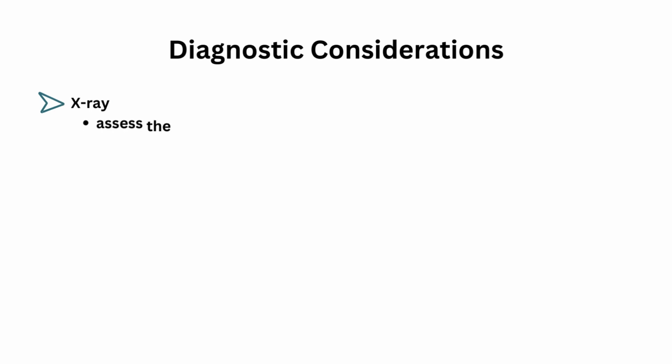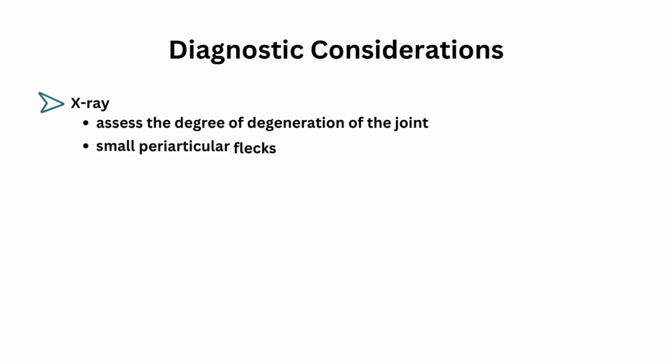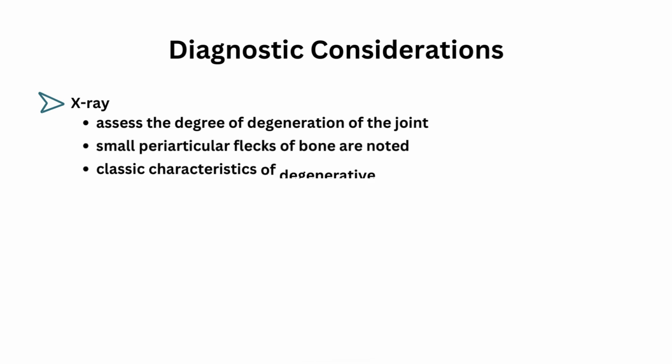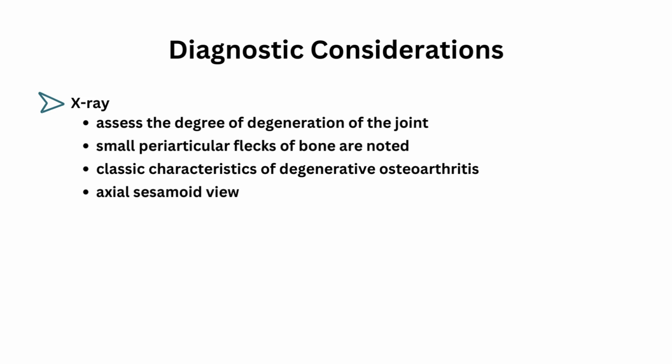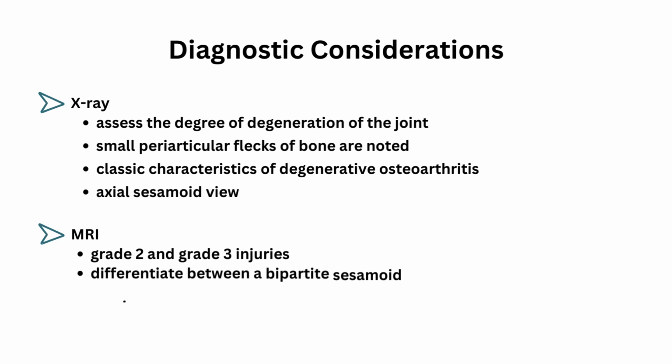X-ray assesses the degree of degeneration of the joint if spiral fracture of the fifth metatarsal is present. Small periarticular flecks of bone are noted in turf toe. Classic characteristics of degenerative osteoarthritis are seen in Hallux limitus. Axial sesamoid view is recommended for sesamoid fracture. MRI is conducted for turf toe if grade 2 and grade 3 injury occurs. MRI differentiates between a bipartite sesamoid inflammation and a fracture.